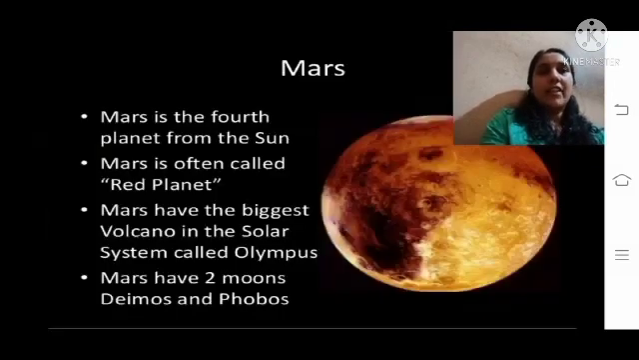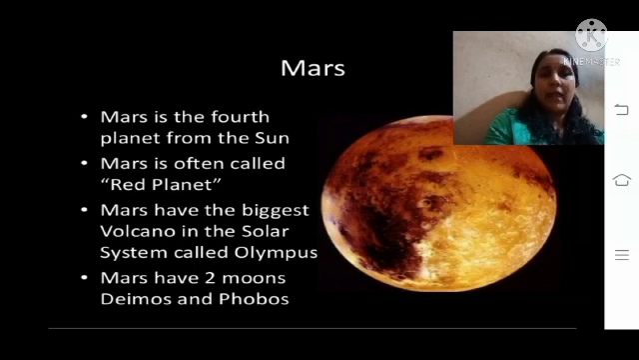we can read the features of Mars. It is the fourth planet from the Sun. Mars is often called the red planet. Mars has the biggest volcano in the solar system, called Olympus Mons. That volcano is one of the features on the surface of Mars. And Mars has two moons, Deimos and Phobos. So now we have discussed more features of the inner planets.